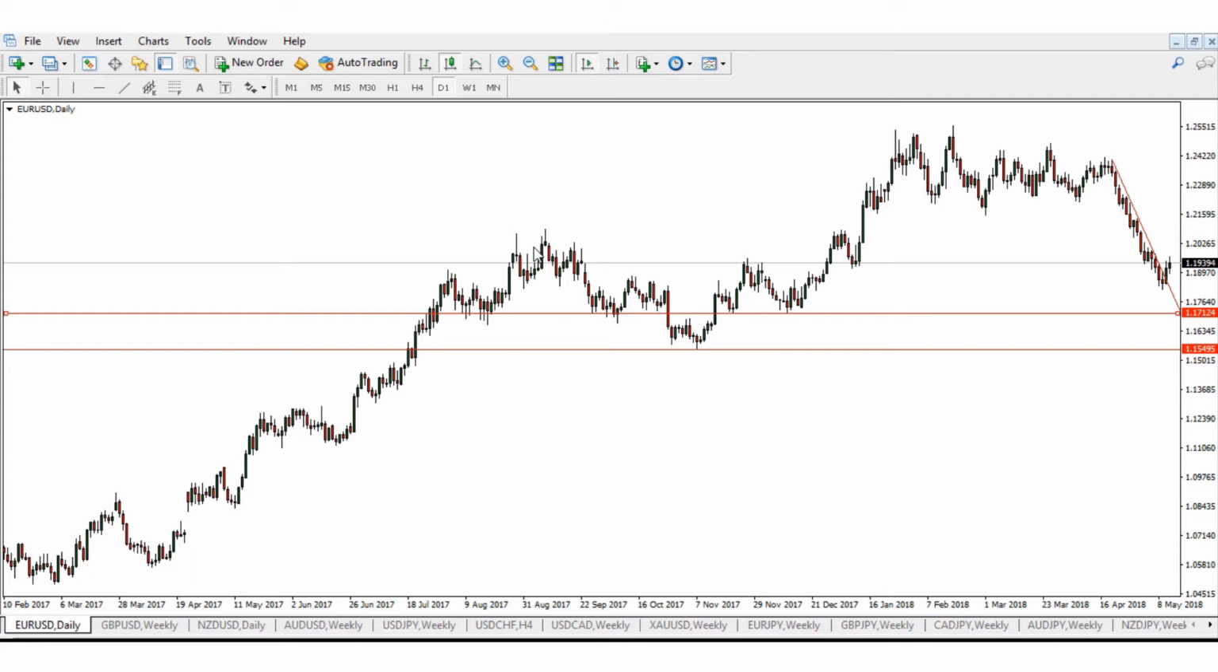So let us see how we could have placed two trades, one a buy and another a sell, on just this single pair, the Euro US dollar, by using Fibonacci with support and resistance, or by using Fibonacci with a trend line.